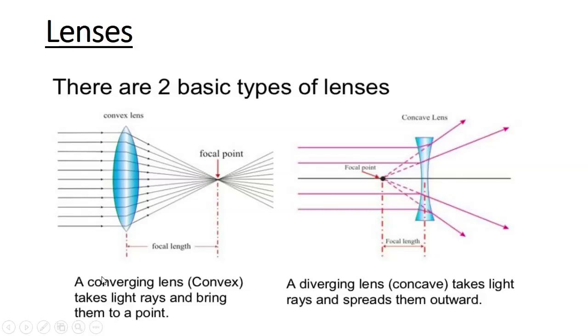And then we go to lenses. There are two basic types of lenses: convex and concave. Convex lenses are converging lenses. That means they take light rays and bring them to a point, while concave lenses are diverging. They take the light rays and spread them outwards. And we use these two types of lenses importantly to correct the defects of eyesight.